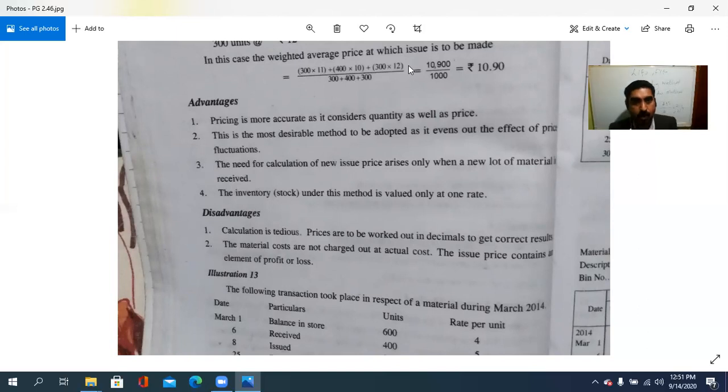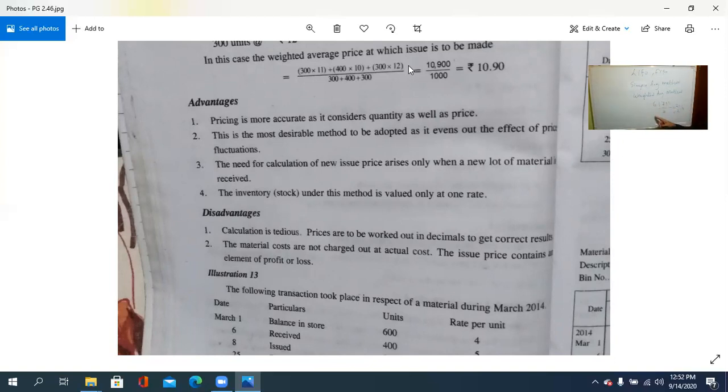Second, this is the most desirable method to be adopted as it evens out the effect of price fluctuation. The price keeps fluctuating and changing, so not only the old price but also the new price is involved. The need for calculation of a new issue price arises only when a new lot of material is received, and the inventory under this method is valued only at one rate.